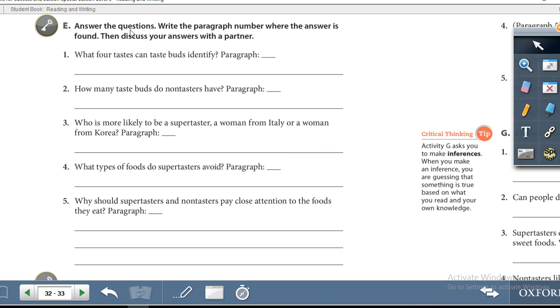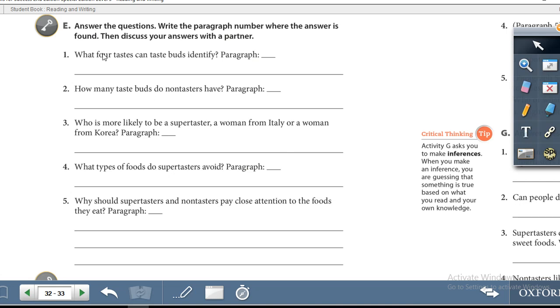Exercise E, answer the questions. Write the paragraph number where the answer is found. Then discuss your answers with a partner. Now, in exercise E, once again, my advice is to read the instructions a few times, not read the instruction once and just attempt the exercise. So let us go through the instruction.